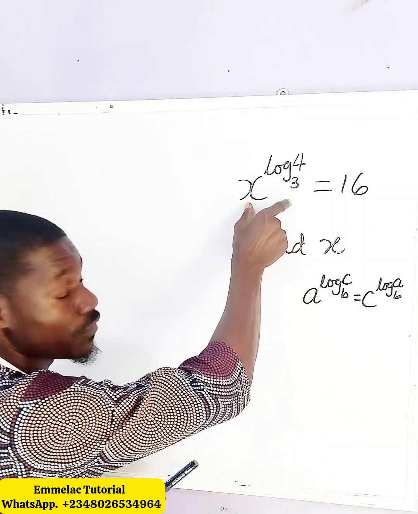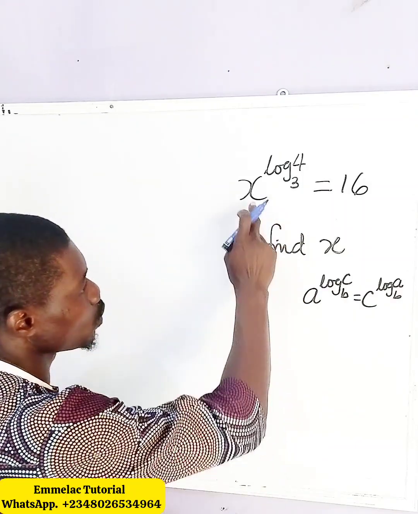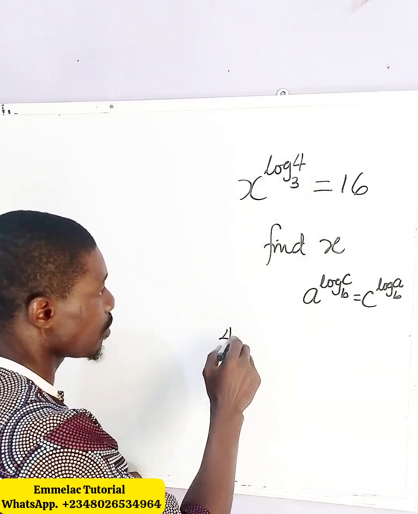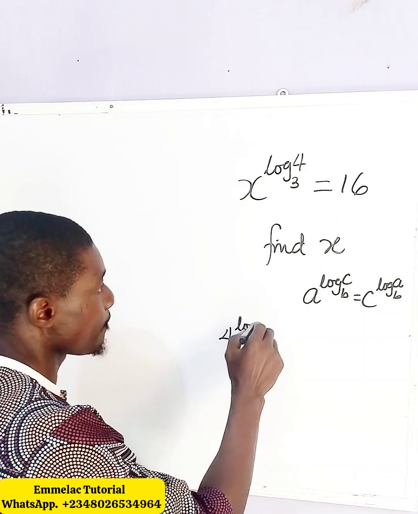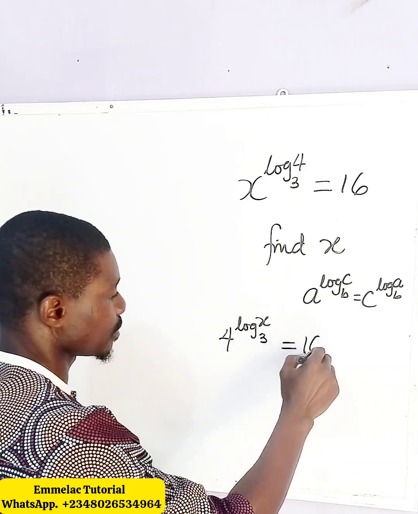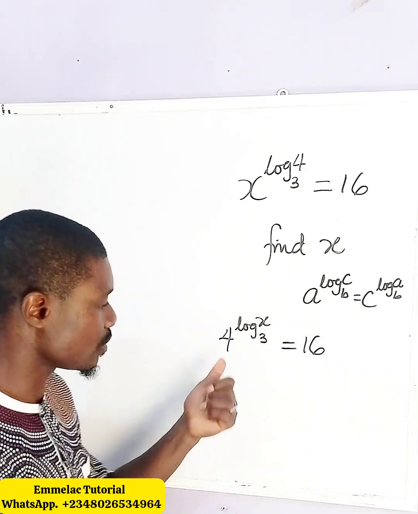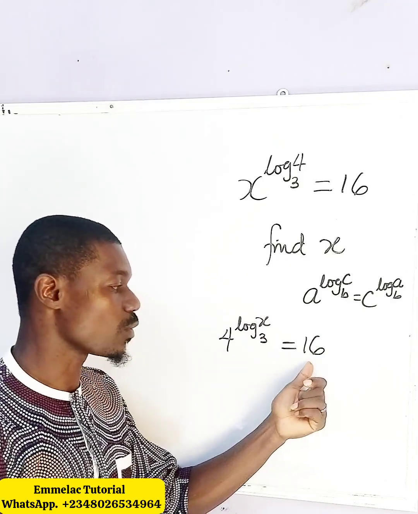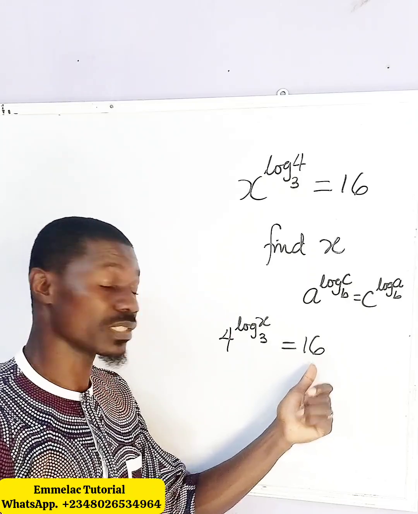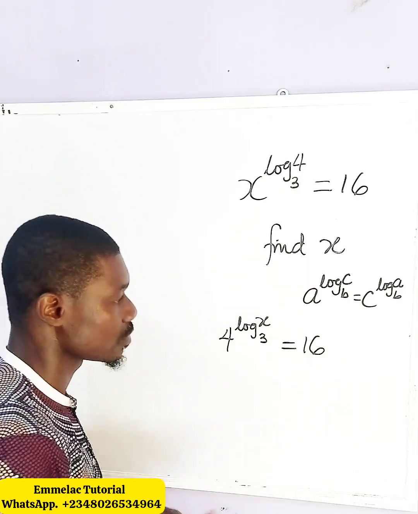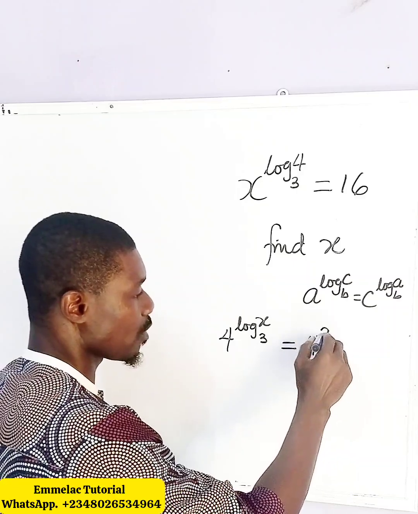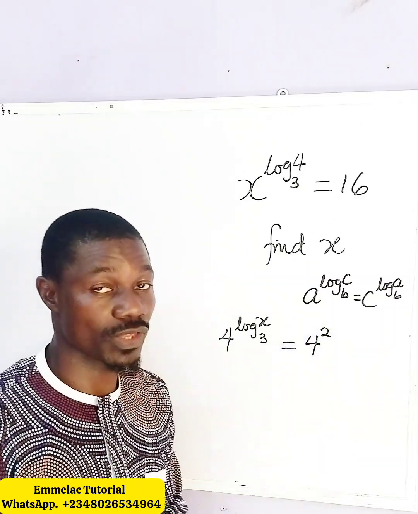So the whole of the left hand side will now become, if we are to swap x for 4, we have 4 raised to the power of log x base 3 then equals to what? 16. Okay, now looking in here, you will see here we have a base of 4 and here we have a base of what? 16. Now you can actually change this 16 to base 4, and take note that will give us 4 raised to the power of 2, because 4 times 4 will give us 16.